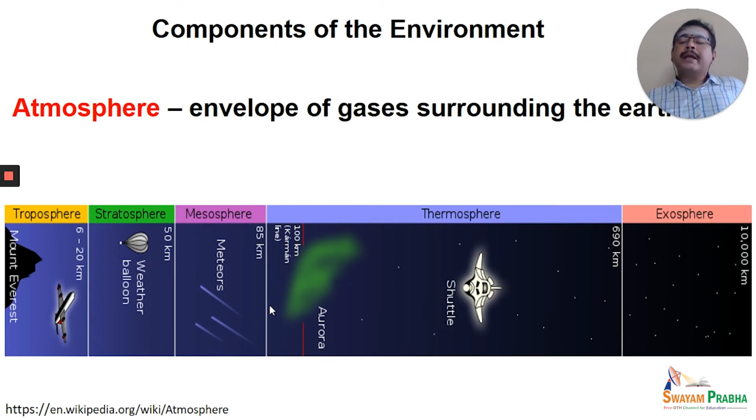The troposphere is approximately 6 to 20 kilometers from the Earth's surface, and that is where you find the aircraft, particularly aeroplanes, flying. The next layer is the stratosphere, which is around 50 kilometers, where you find a major region called ozone, which filters the ultraviolet radiations and prevents us from becoming victims of skin cancer.